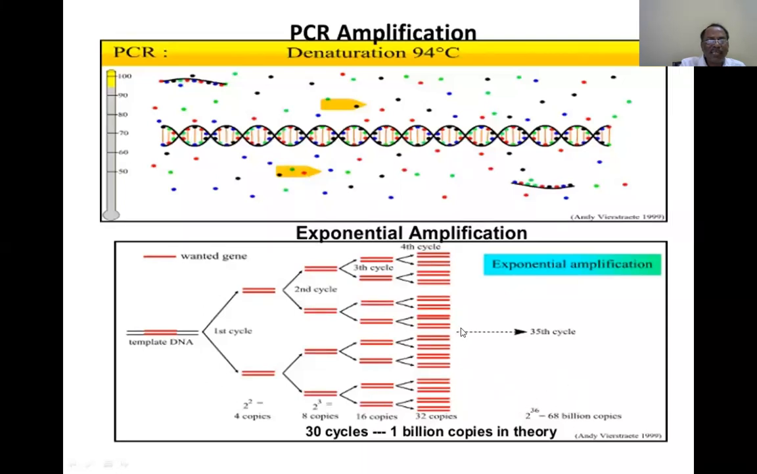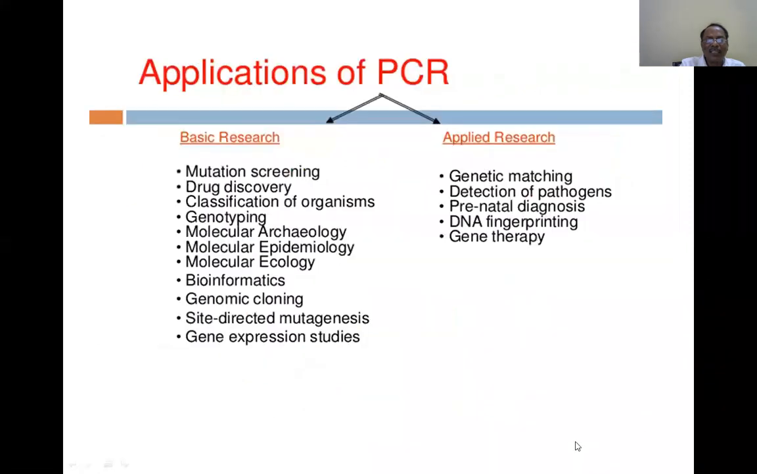So we just cannot imagine. It is a long process. It may take a few hours, some 6 to even 12 hours or even more, because this process continues. So in 30 cycles, 1 billion copies of DNA molecules can be obtained.